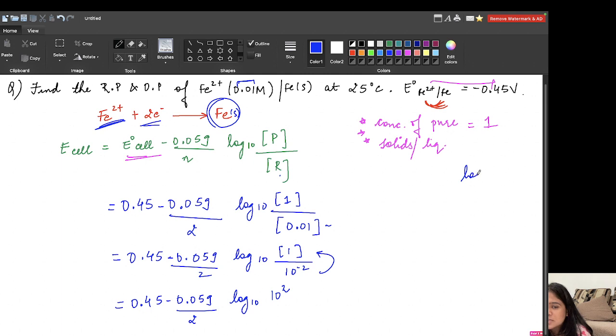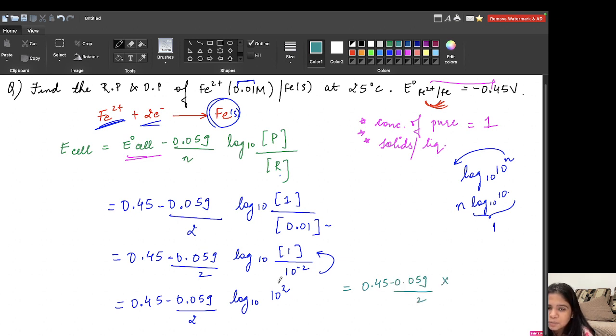Log base 10 raised to any number, this number will come in front, n log base 10, and log base 10 of 10 will be equal to 1. So now this will be 0.45 minus 0.059 by 2 into, this 2 will come in front, 2 log 10. Log 10 is 1, so I'll directly write 1. This will cancel. You will get reduction potential as minus 0.509 volt. This is your reduction potential, right?